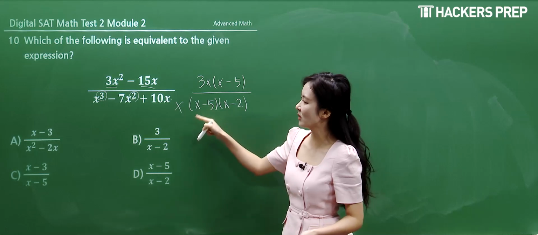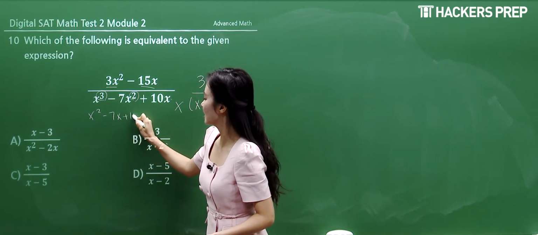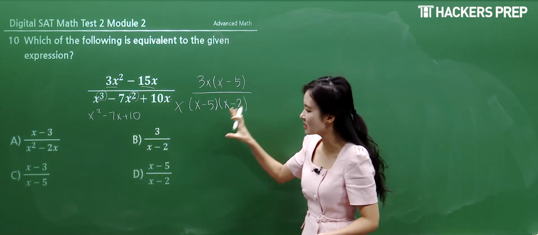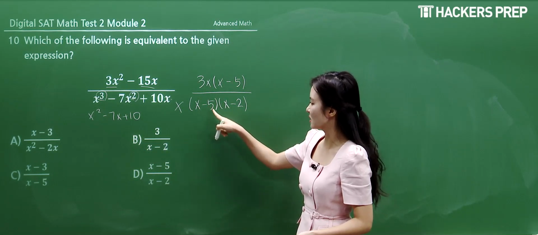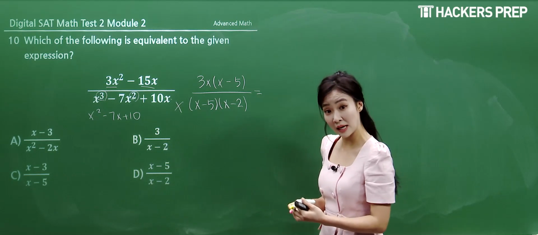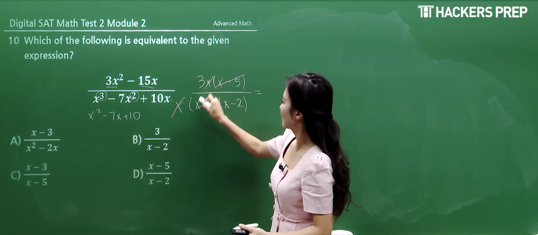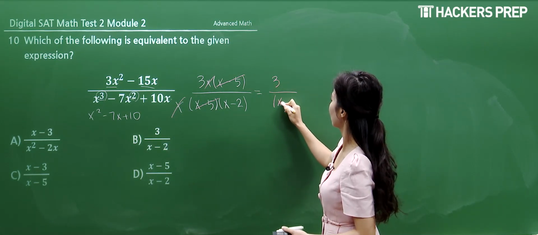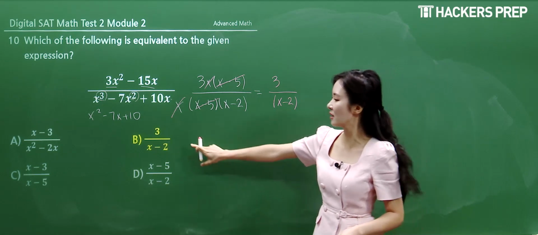Okay, great. Now normally if this was x squared minus 7x plus 10, then we would just be left with the product of these two expressions. But because there's this extra x, I factor that out, and this is still x minus 5 times x minus 2. Now all we have to do is cancel. So x minus 5 in the top and the bottom, and then we'll cancel x. This is left with 3 over x minus 2, and so the answer is going to be equivalent to that, B.